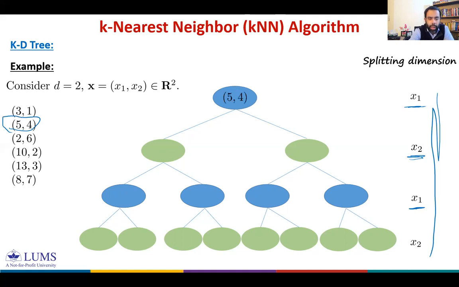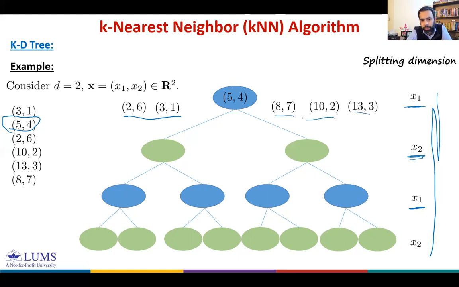And once I have this parent node (5, 4) here, this splits data into two halves, right? So one half on the left hand side and one half on the right hand side. And please note, this splitting is with respect to x1, right? So this is the splitting I get. So I get (2, 6), (3, 1) because 2 and 3 are less than 5, and I get (8, 7), (10, 2), and (13, 3) because they are greater than 5.